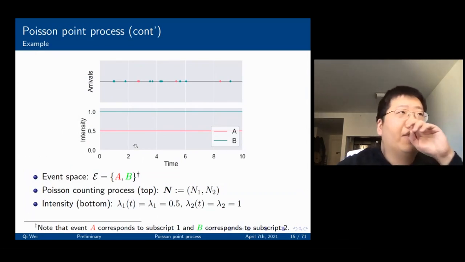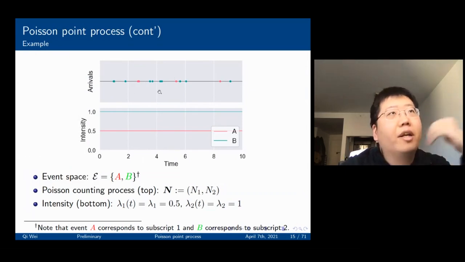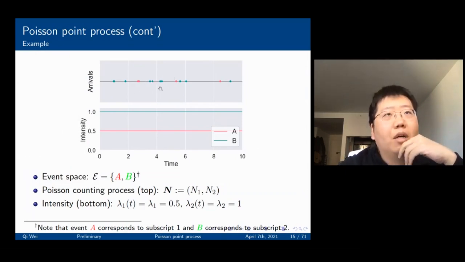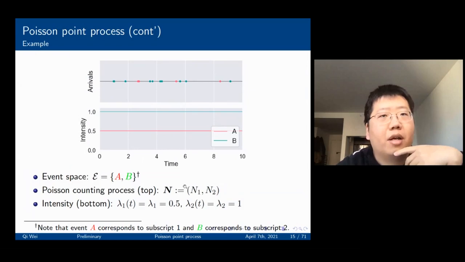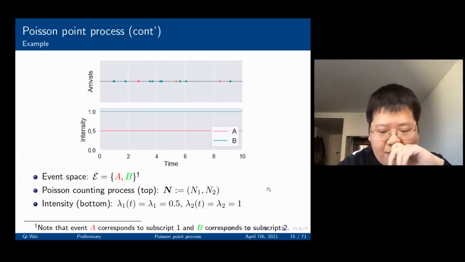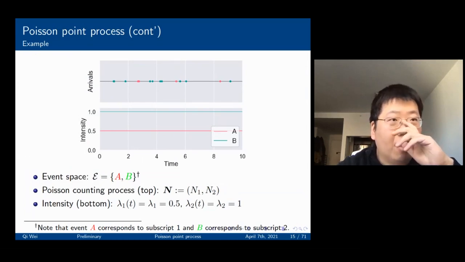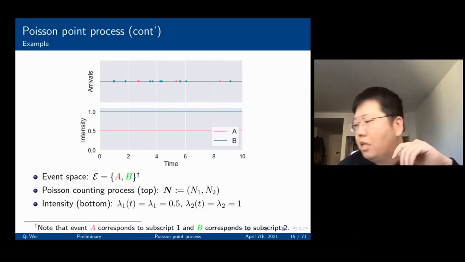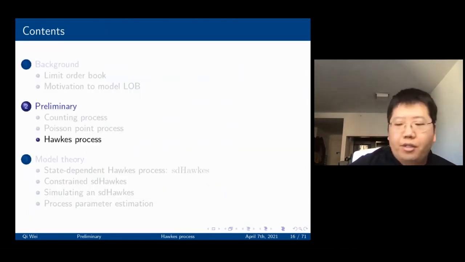And this is the intensity plot, and for the arrivals you can see, statistically, you have many more green dots than red dots. In theory, it should be double, because the intensity of lambda 1 is double lambda 2. Okay, so we still have time. The next part is the Hawkes process.